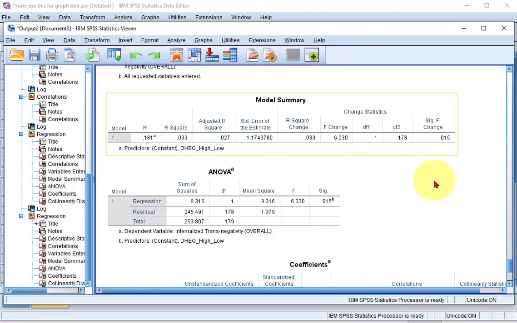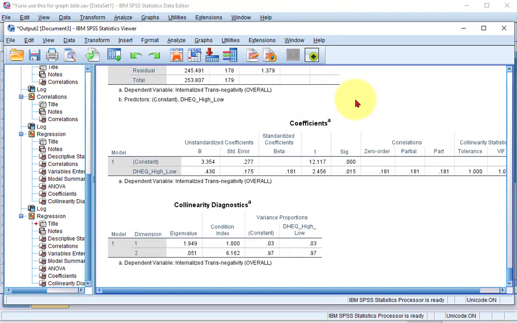And where are you? No. There it is, right there, right. So the beta weights are the same as the point-biserial correlations, and they're both significant.